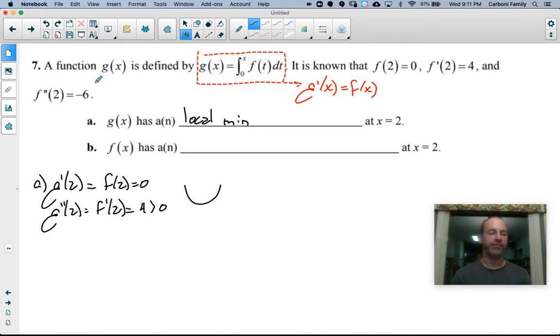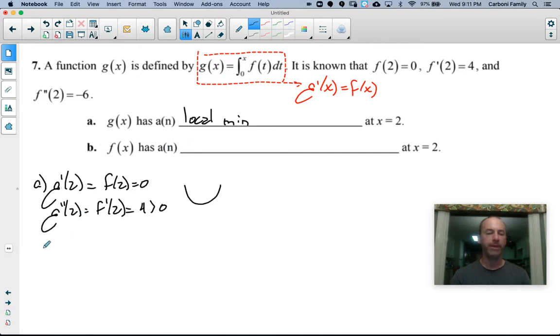And do we have enough information to determine that it's the absolute minimum? And no, we don't. We don't have any information for anywhere on this graph except specifically at 2. This function could be wavy. There could be asymptotes. Who knows what's going on? So local minimum is all we can say for A.